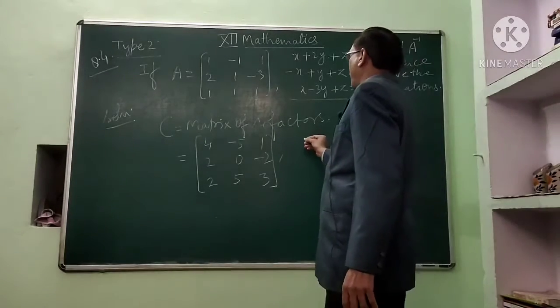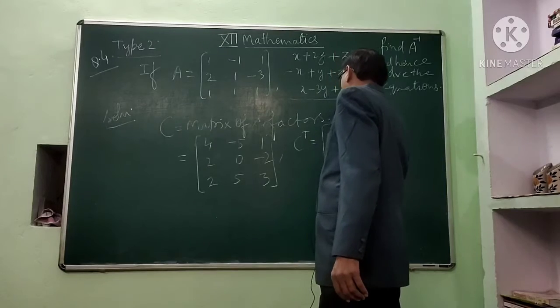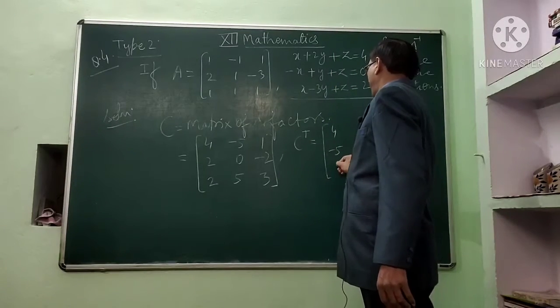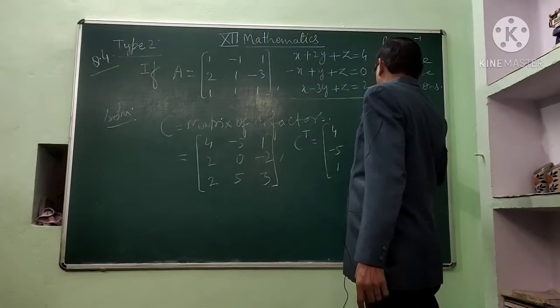Student, now we will find C transpose. It is [4, -5, 1; 2, 0, -2; 2, 5, 3].